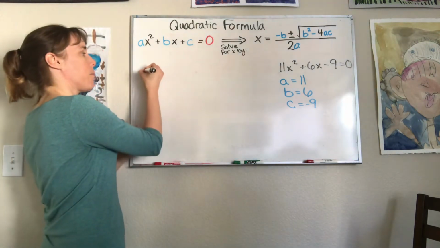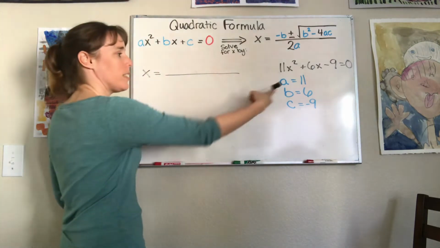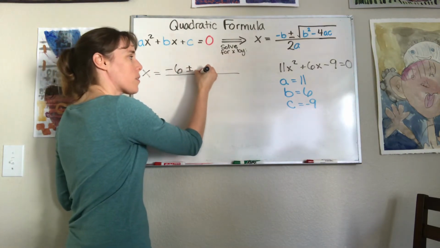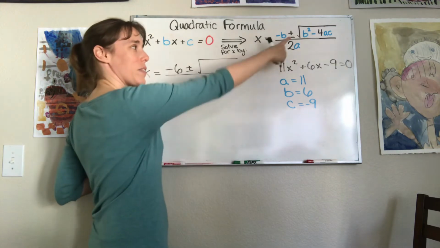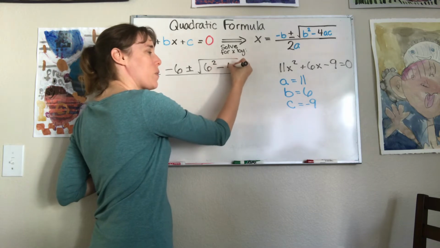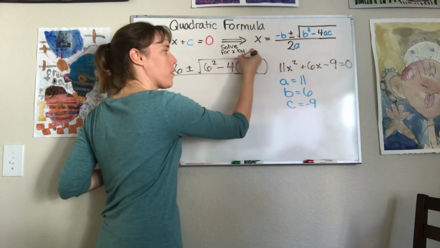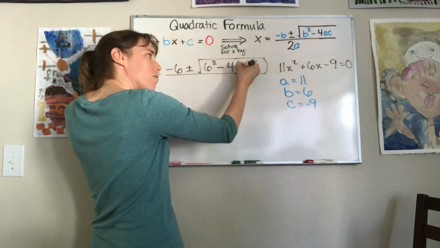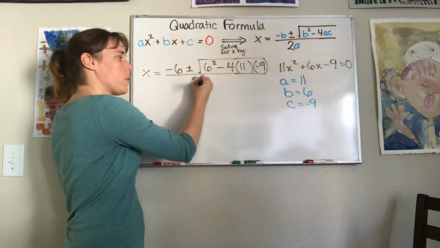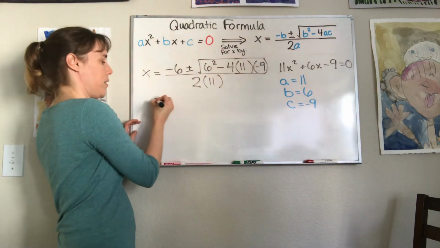Okay, so let's plug it in. X equals negative b, so negative 6, plus or minus the square root of b squared, 6 squared, minus 4ac. Let's get our a and c values. 11 and negative 9. All over 2a, and our a value is 11. Alright, this is going to be pretty ugly.